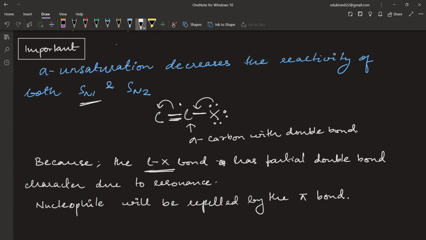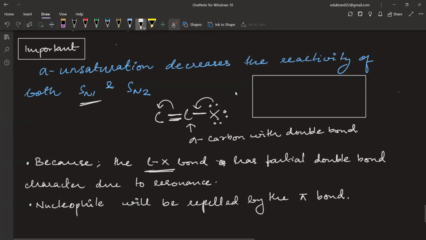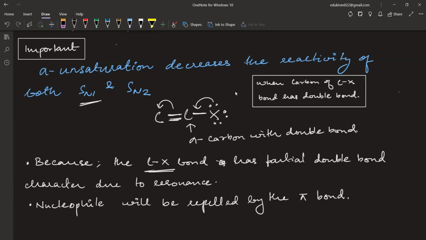Sir, can you repeat the explanation for alpha unsaturation? What is alpha unsaturation? You want that? Yes. Okay. When the carbon of the CX bond has a double bond. Not with halogen, but it has a double bond. Char bond hote na. This is alpha unsaturation.